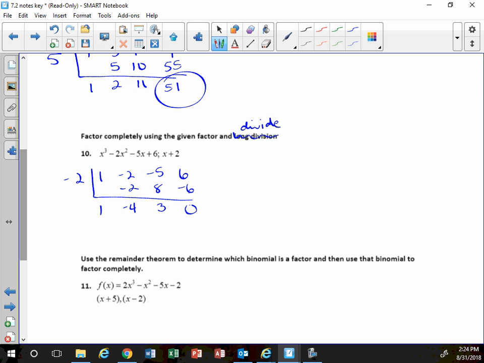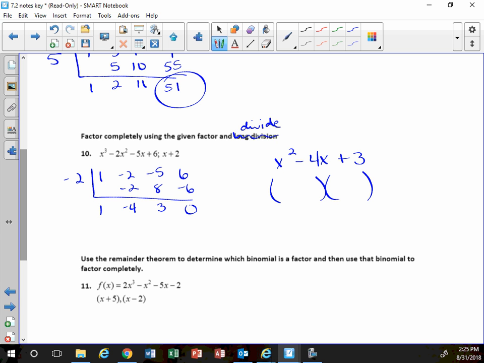Are you getting 0 as your remainder? If you don't, that's a problem, because it says this is a factor. If it's a factor, what is your remainder? 0. If it's a factor, it divides in evenly. There's no remainder. So what you're left with is x squared minus 4x plus 3.